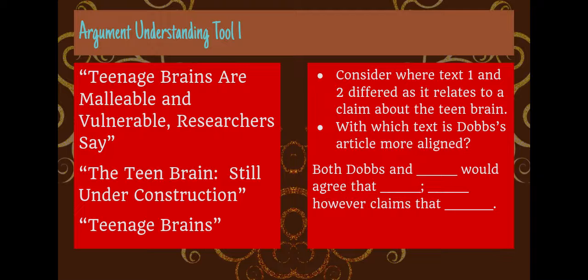As you're answering these questions, I want you to think about the following. What does Text 1 claim about the teen brain? What does Text 2 claim about the teen brain? How are these claims similar? How are these claims different? What does Dobbs claim in his article?